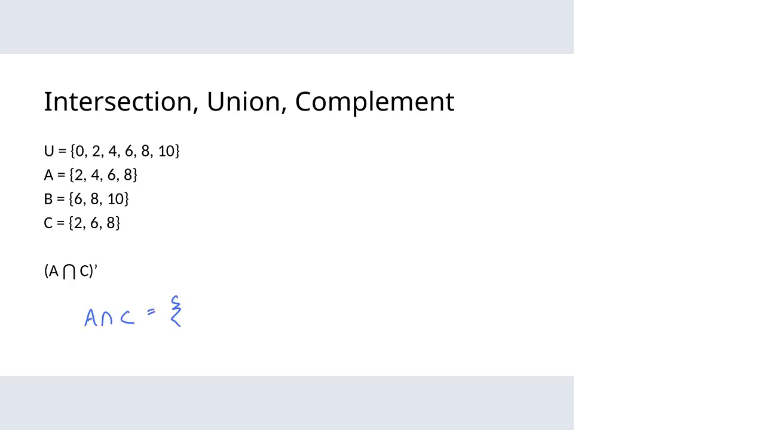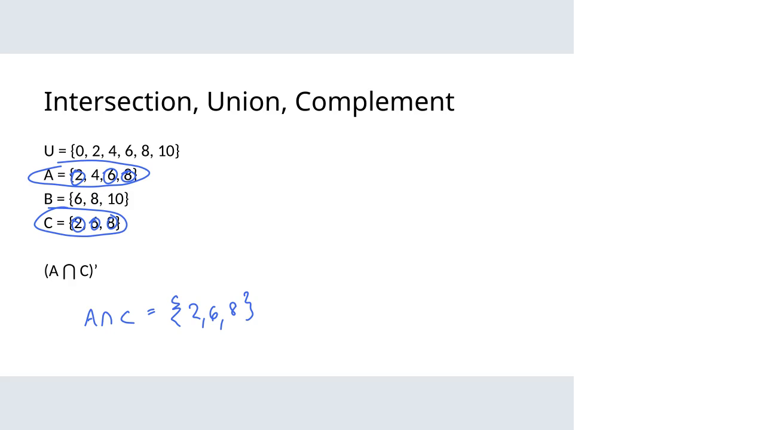Intersect is where they overlap, what they have in common. So I'm looking at set A, I'm looking at set C. I want to know what they have in common. That looks like the 2 and the 6 and the 8. So that's the 2, the 6, and the 8 is where A and C overlap, intersect. It's what they have in common.